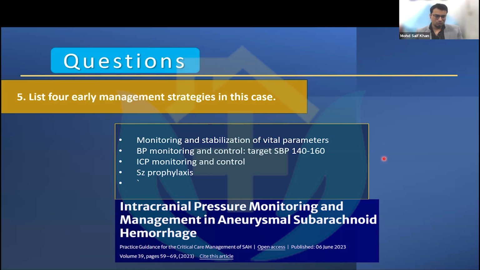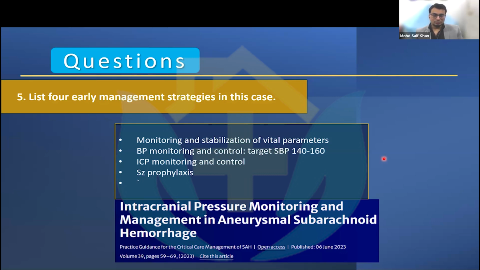Okay, a few papers I read say you have to place an EVD if there is ventriculomegaly, obstructive hydrocephalus. Definitely you need to go for EVD insertion. So that is up to the neurosurgeon.